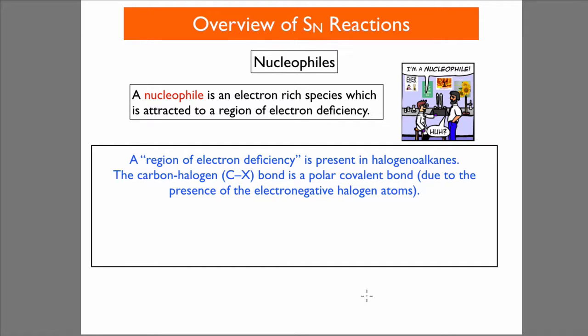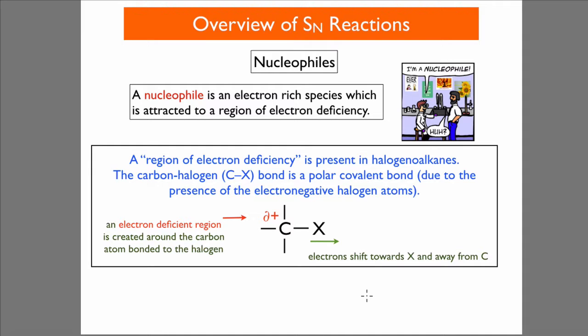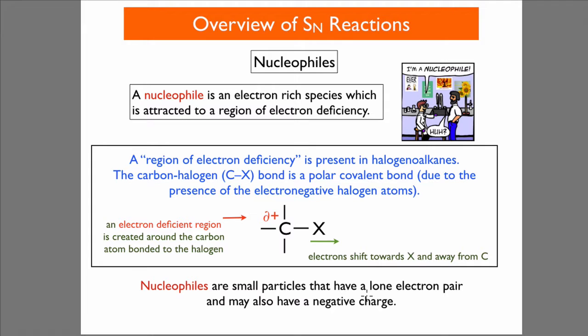A nucleophile is just an electron-rich species which is attracted to a region of electron deficiency. A region of electron deficiency is present in halogenoalkanes. The carbon-halogen bond is a polar covalent bond due to the presence of the electronegative halogen atom. So electrons are shifting towards the halogen away from the carbon, resulting in a positive dipole on that carbon, and therefore an electron deficient region is created around that carbon atom. Nucleophiles are small particles that have a lone electron pair, and they may also have a negative charge, and they'll be attracted to that dipole. And as I said, some examples are hydroxide, cyanide ions, water and ammonia.